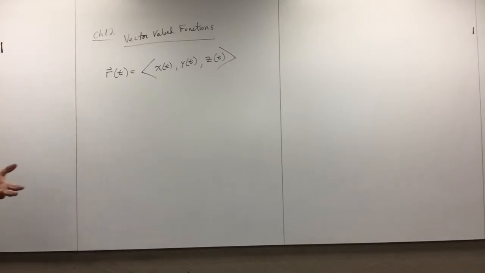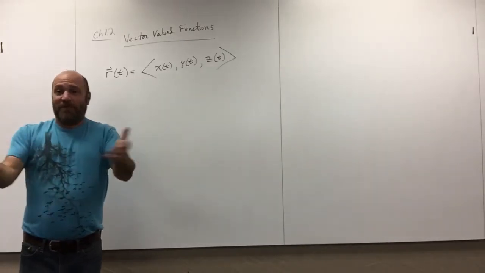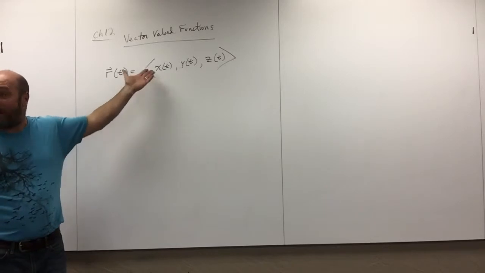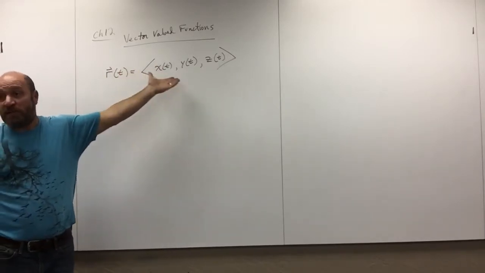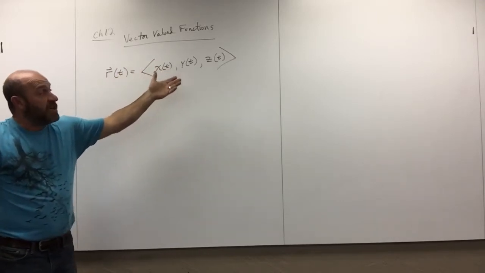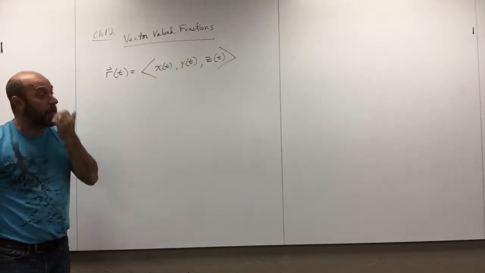I guess chapter 11 was vectors with numbers, right? Vectors with numbers. Now I've got vectors with variables. It's going to be a vector-valued function, and the variable is t. And you'll plug in a certain t, and you'll get an x and y and z component for your vector.